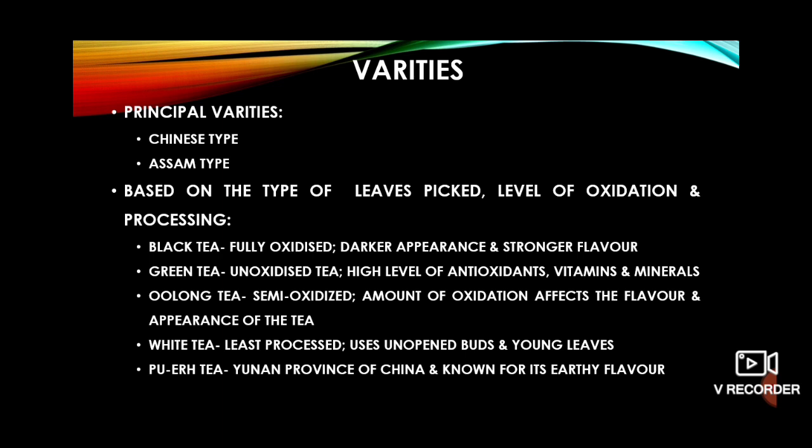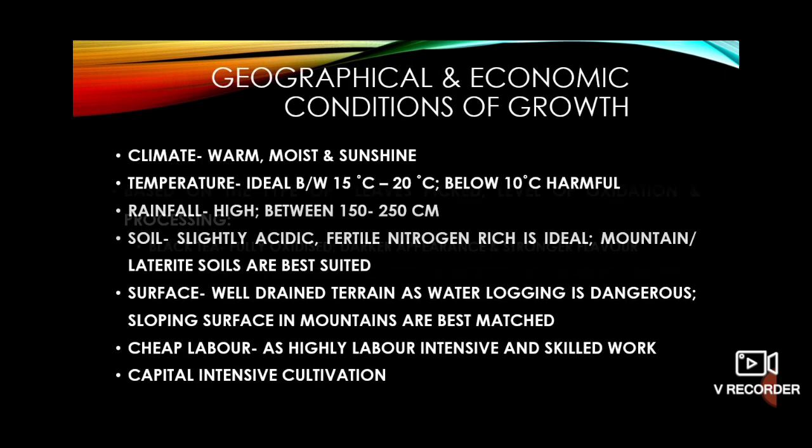The white tea is the least produced of all the teas. Only unopened buds and young leaves are used here. They are merely withered and dried. The pu'er tea is a special type of tea that comes from the Yunnan province of China. It is known for its earthy flavor. It is plucked from wild trees rather than cultivated bushes.